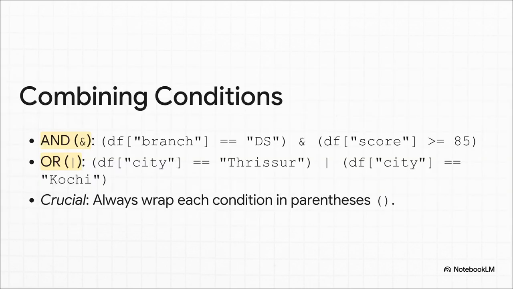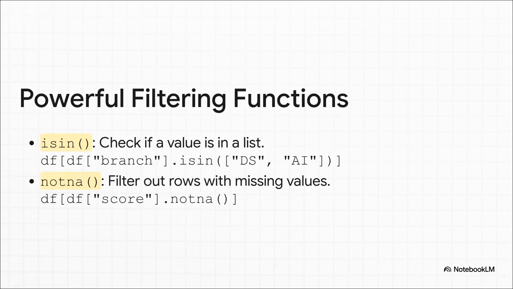A lot of the time, you'll need to combine different criteria. You can do this using the ampersand for and the pipe symbol for or. Now, the single most important rule here, and it's a super common mistake for beginners, is that each individual condition must be wrapped in its own set of parentheses. Don't forget that. Pandas also gives us some really helpful shortcuts for common filtering jobs. So instead of writing a bunch of OR conditions, you can just use .isin to check if a value exists within a list. And to safely get rid of rows with missing data, .notna is a super clean way to select only the rows that have valid data in a specific column.